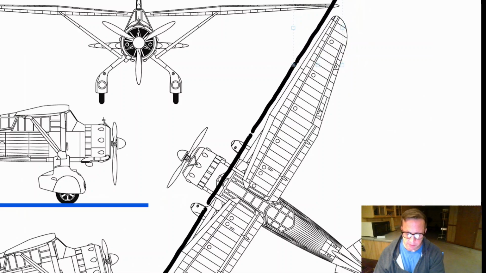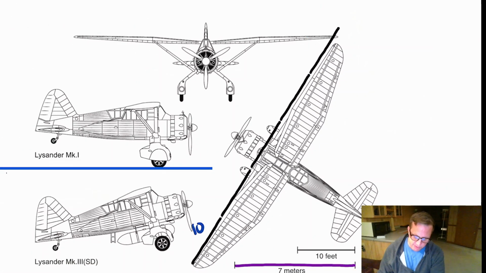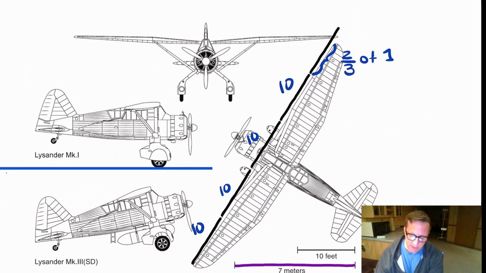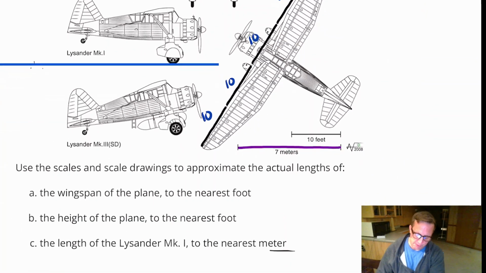And there's another 10, but that's not going to count as a full 10. So this is 10, this is 10, this is 10, this is 10, and this looks like, I'm just eyeballing it, 2/3 of 10. So 2/3 of 10 is about 6.66 repeating, and since it says round to the nearest foot, it's about 7 feet. So that's 10, 20, 30, 40, about 47 feet.